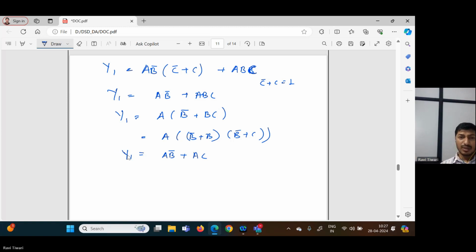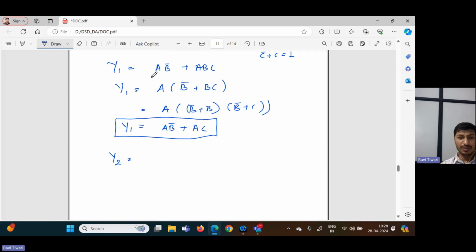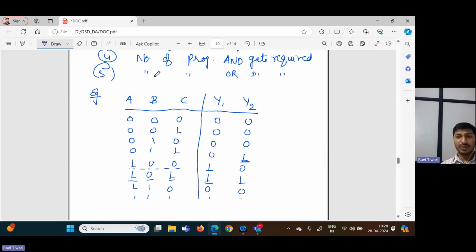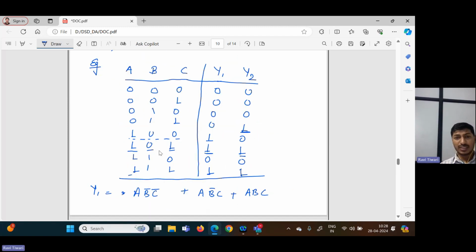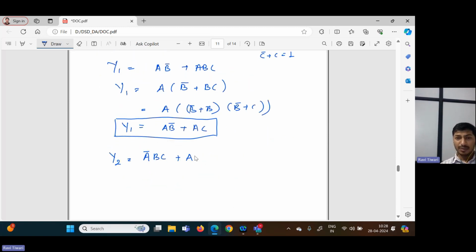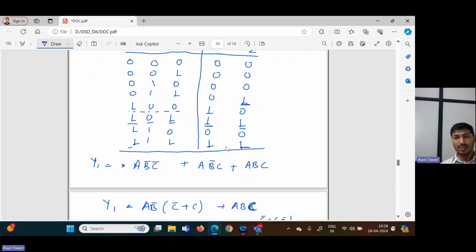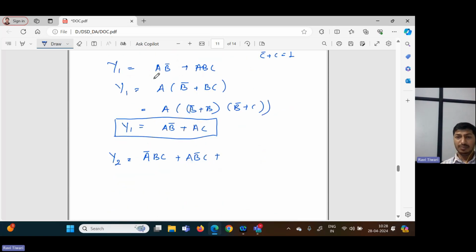Now, the same thing we have to do for Y2 also. Y2 can be written wherever Y2 is 1. Here Y2 is 1 for A bar BC, plus the second term where Y2 is 1, which is 101. So 101 can be written as A B bar C, plus the third time Y2 is 1, when it is 111, that means ABC.